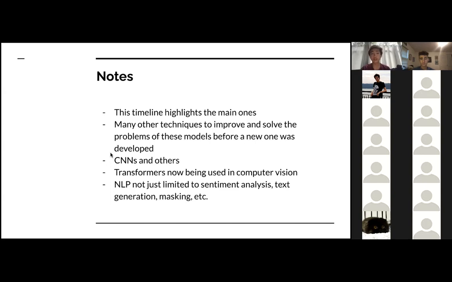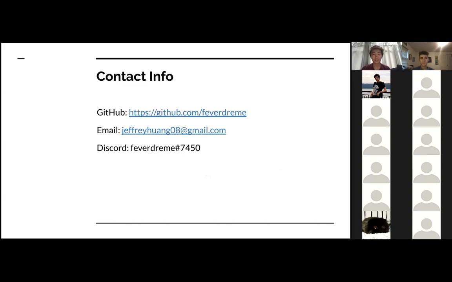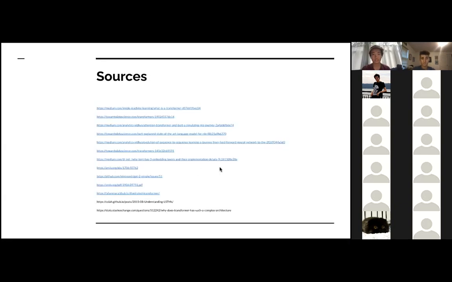But for example, convolutional neural networks work well for sentences and others. And the interesting thing is, while originally transformers in this paper were for natural language processing, we're actually seeing them being used in other fields, such as computer vision. And remember, NLP is not limited to sentiment analysis. There's text generation, there's masking prediction, there's translation. And there's a ton of other things that you should definitely research and look up because it's really cool. Contact info, sources, a lot of stuff.